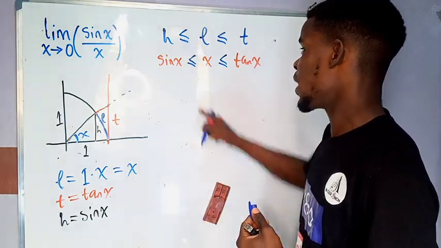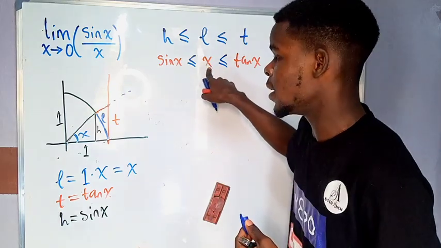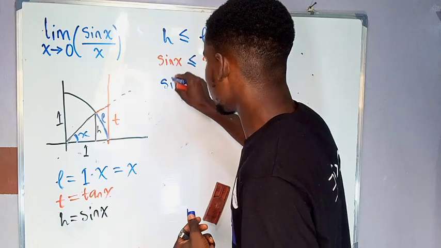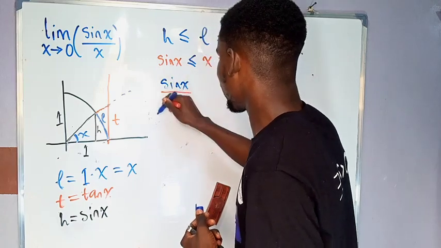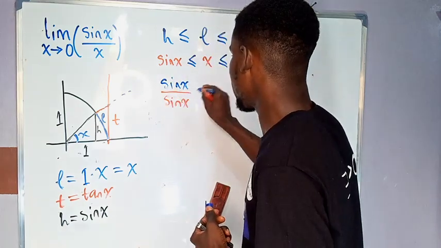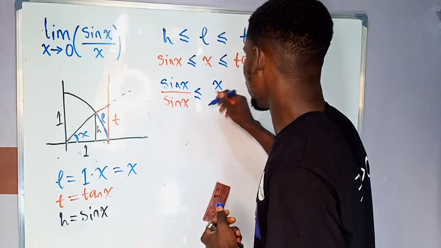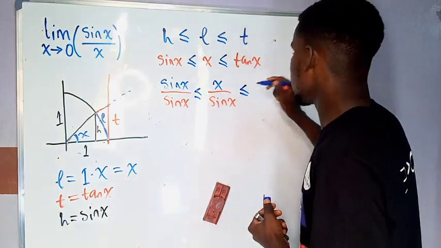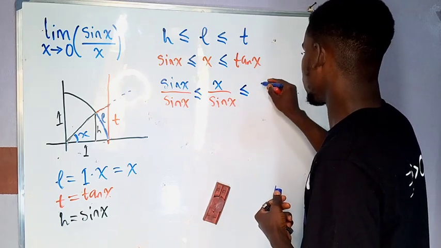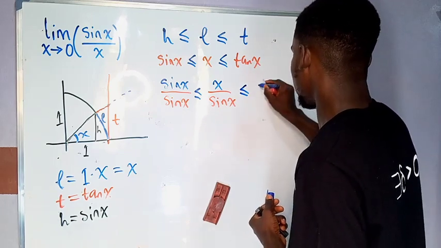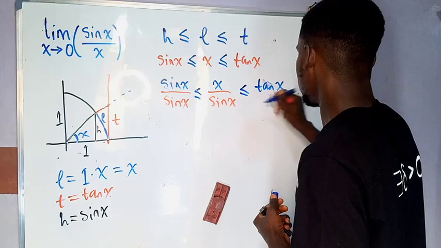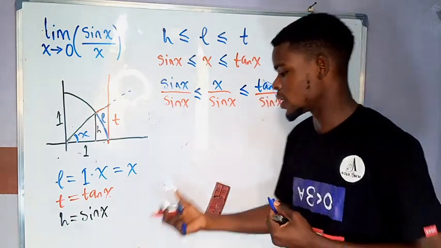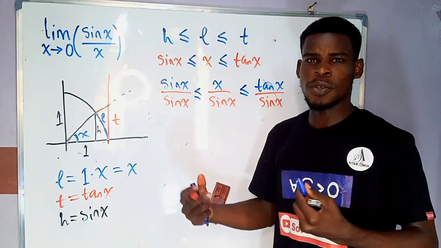So we start off by simply dividing through by sine x. When we divide through by sine, we're going to have sine x over the sine of x, less than or equal to x itself divided by the sine of x, less than or equal to tangent of x divided by sine of x. We are not changing the order because as x approaches 0, sine of x remains positive.